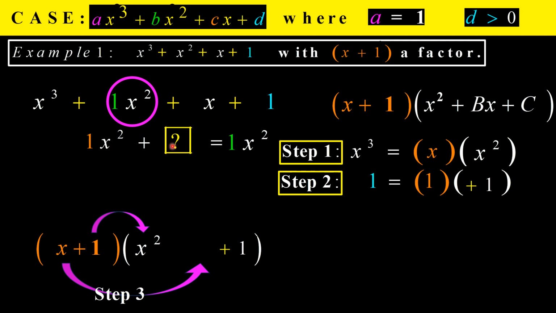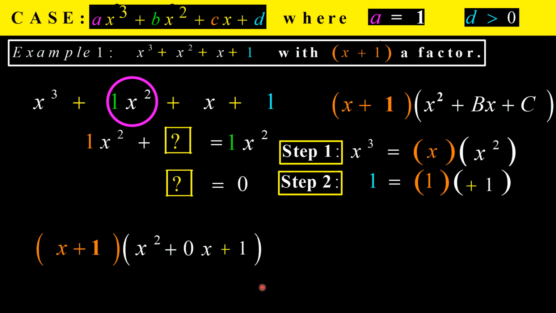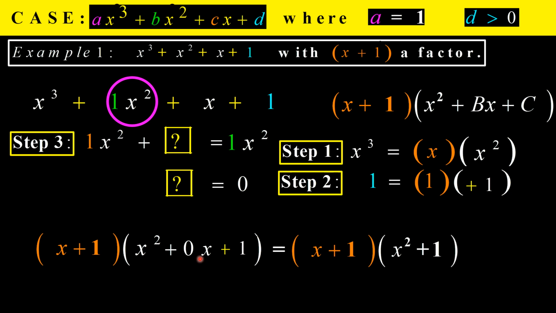Now 1 plus what is 1? 1 plus 0 is 1. So in other words, this missing term is actually a 0x, which is the same as 0. So I need to insert a 0x. Can you see there? That gives me 0x. It's not wrong to write that, but we can write it in a much simpler way. So step 3, I had to find my middle term. There's an x squared plus x. In this case, the middle term was 0.